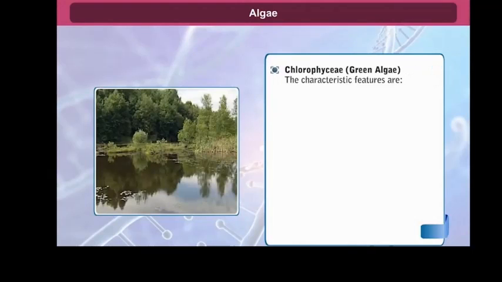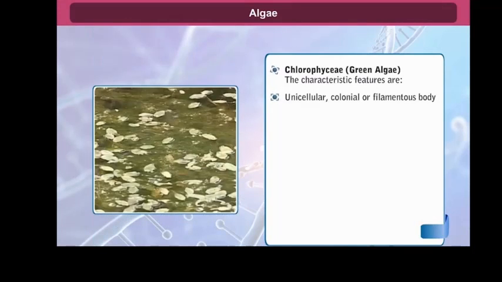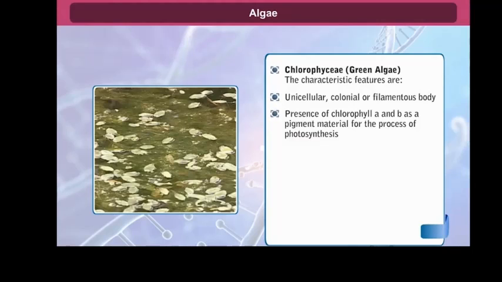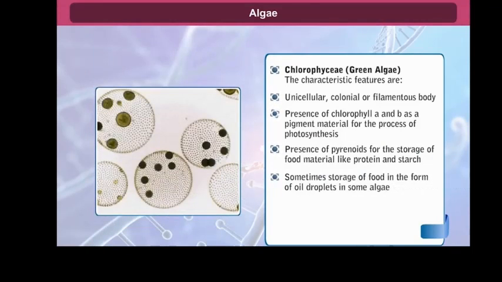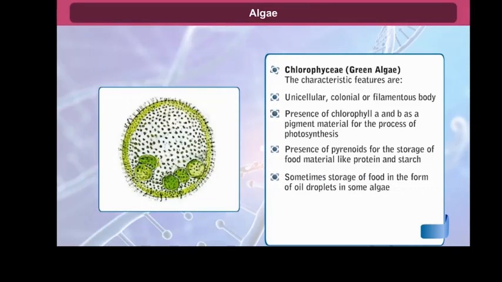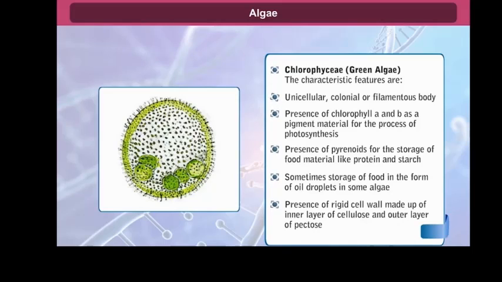Chlorophyceae, green algae. The characteristic features are unicellular, colonial, or filamentous body. Presence of chlorophyll A and B as pigment material for the process of photosynthesis. Presence of pyrenoids for the storage of food material like protein and starch. Sometimes storage of food in the form of oil droplets in some algae. Presence of rigid cell wall made up of the inner layer of cellulose and outer layer of pectose.